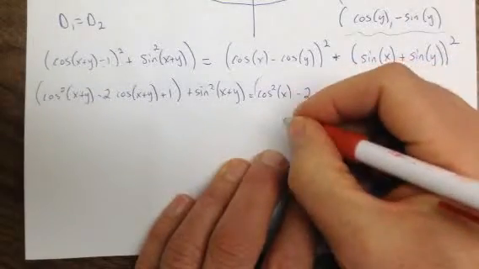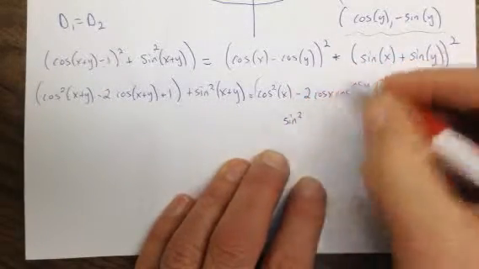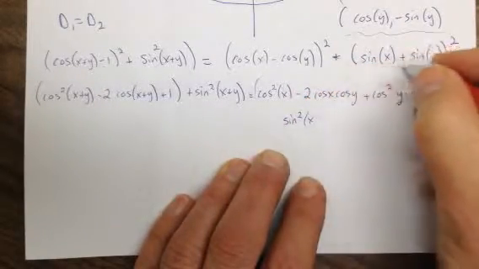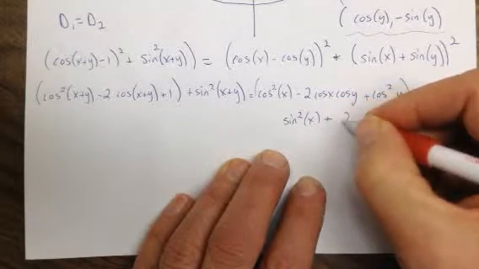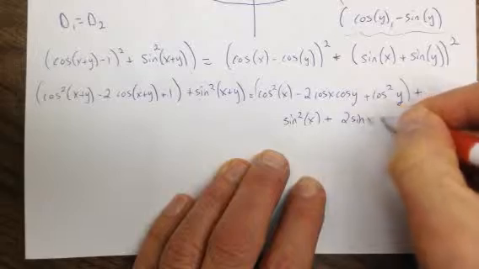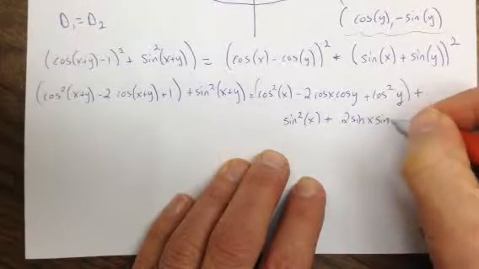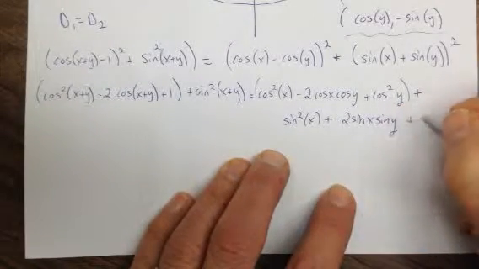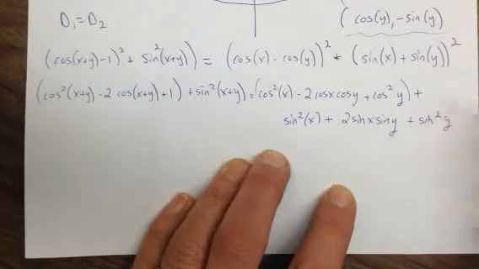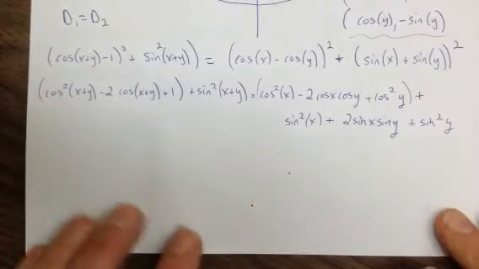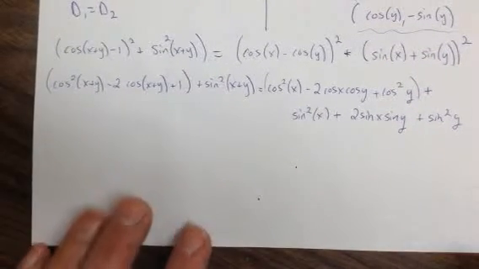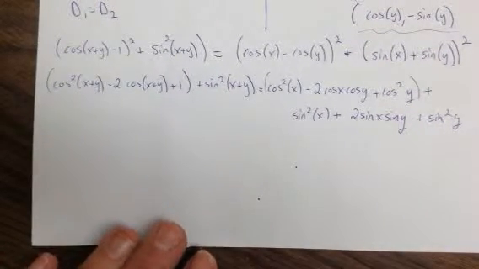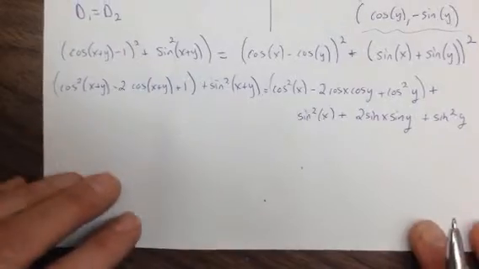Sine squared, kind of going on to the next line here. I'm foiling this beast here. Sine squared of x plus 2 sine x sine y plus the sine squared of y. That's sort of an intimidating line of algebra, but alas, what do you spy?